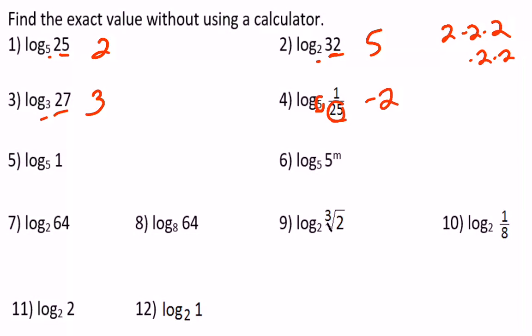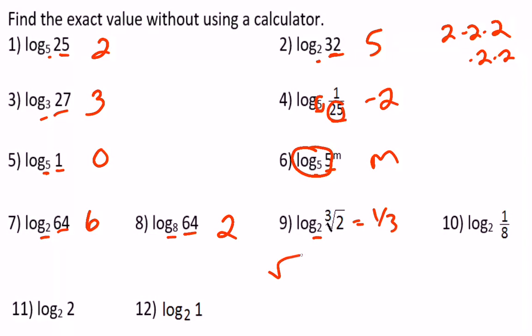What power of 5 gives you 1? 0. What power of 5 gives you 5 to the m? It's just m. It's almost like the base and that part of your argument are canceling. What power of 2 gives you 64? Well, 2 to the 5th is 32, so 2 to the 6th is 64. What power of 8 is 64? 2. What power of 2 gives you the cube root of 2? That's 1/3. In case you didn't remember, when I do something like a cube root, that's like raising it to the 1/3 power.